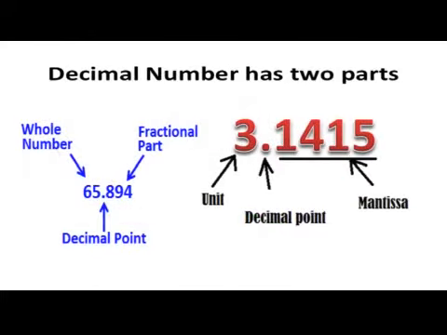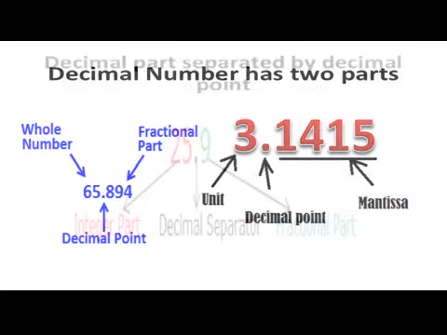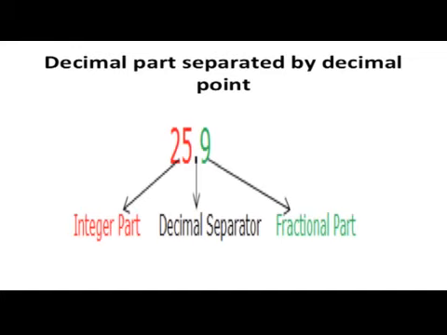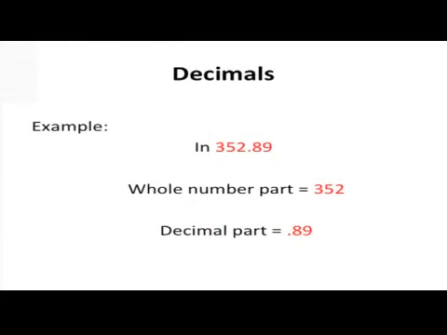The dot in a decimal representation is called the decimal point. A decimal number has two parts separated by a decimal point. The whole number part is to the left of the decimal point and the decimal part is to its right. For example, in 352.89, the whole number part is 352 and the decimal part is 0.89.